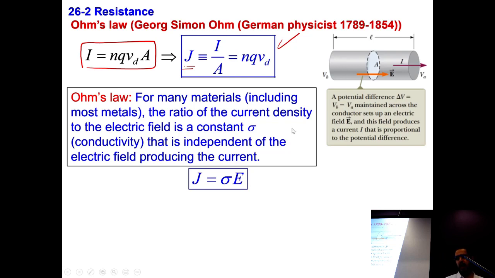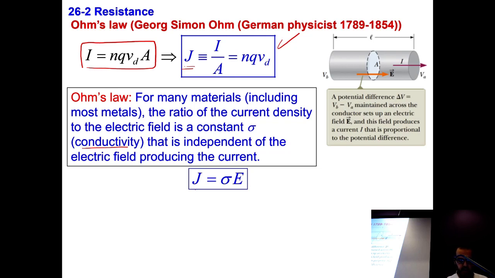It's different from what you have seen before. For many materials, including most metals, the ratio of the current density to the electric field is a constant, and it is sigma. This is what we call the conductivity, sigma. Sigma is independent of the electric field producing the current.